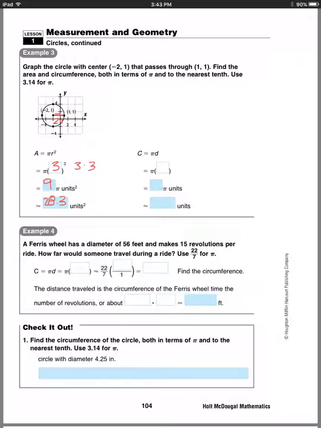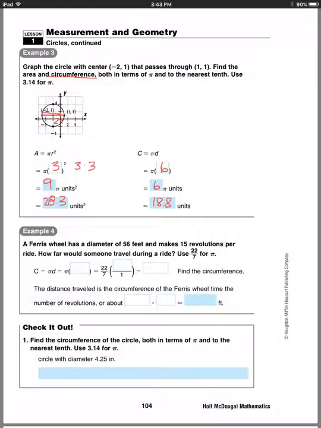Okay? Now we also need to find the circumference. Well, if the radius is 3, all the way across is going to be 6. So we're going to put 6 in for our diameter. 6 times pi is 6 pi, and rounded to the nearest tenth is 18.8.